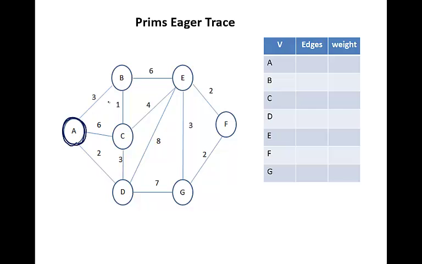And from A, we're going to pick all the edges that are going out of A, incident to A. So we have edges going to B, which would be AB with a weight of 3, and going to C would be AC with a weight of 6, and going to D would be AD with a weight of 2.